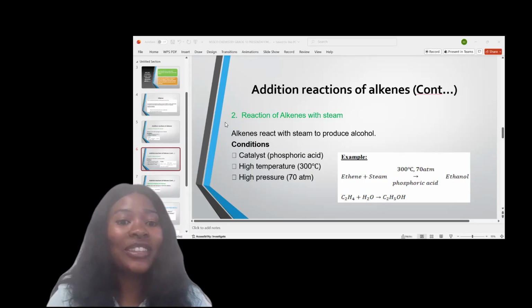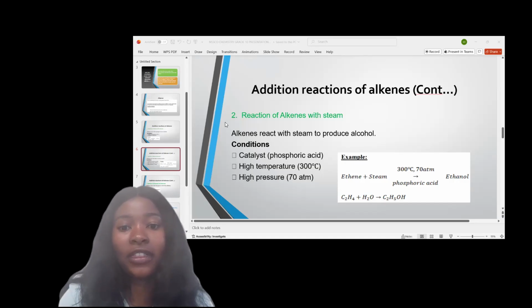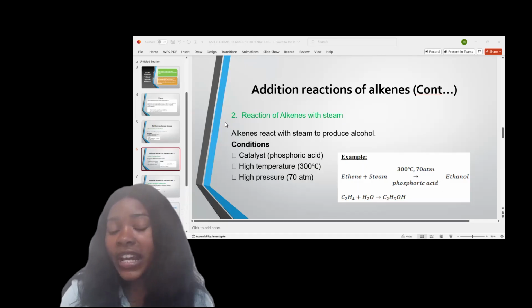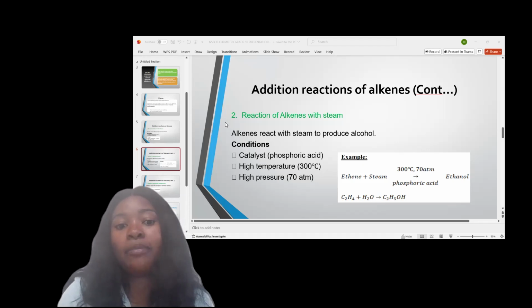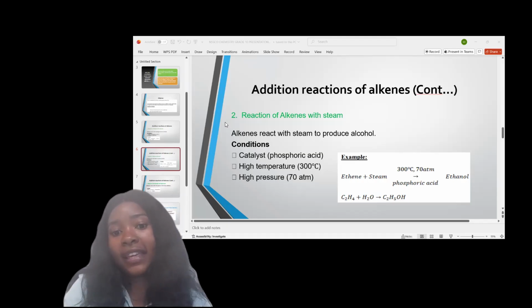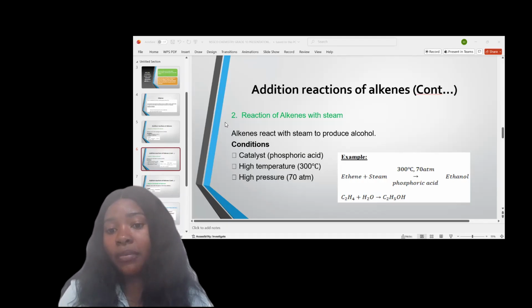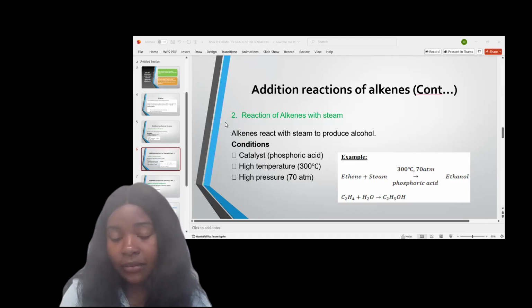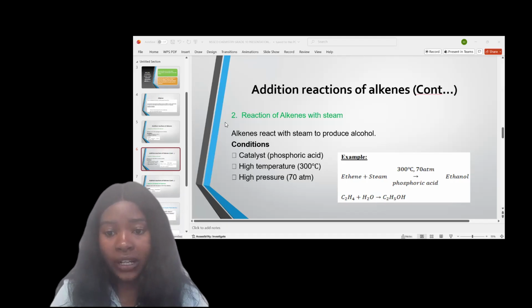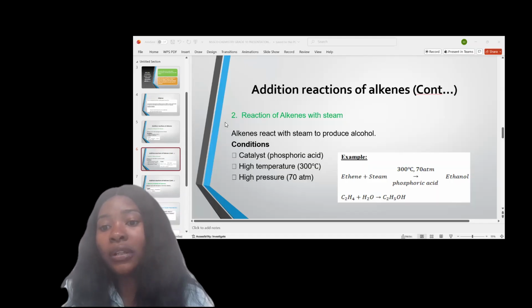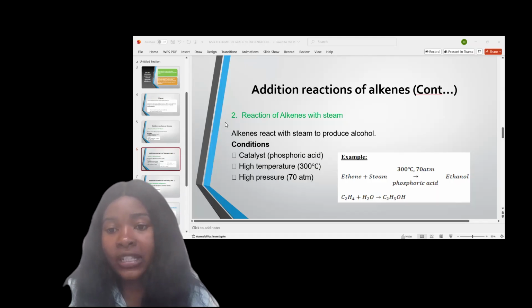All right. So now, for this type of reaction to take place, certain conditions should be met, which is there should be a catalyst, which is phosphoric acid, and then there should be high temperatures of 300 degrees Celsius plus the high pressure, which is 70 atm. All right, so now when we have ethene plus steam, in the presence of the conditions that I just previously mentioned, we get ethanol. So this is how ethanol, which is the solvent that we use in the laboratory, is made.